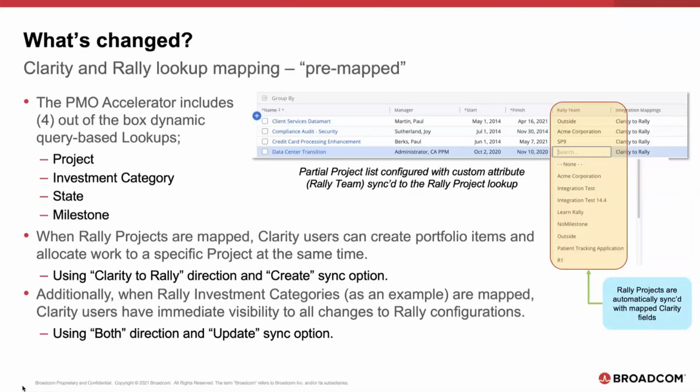Conversely, on the other side, when a Rally user selects their project value of Outside, it's another project, the Clarity value would be updated to that value as well, again, when the sync job runs.